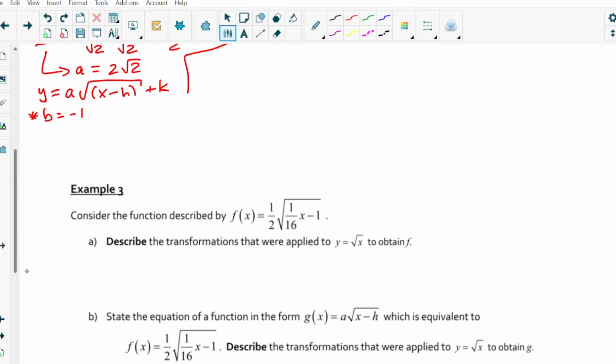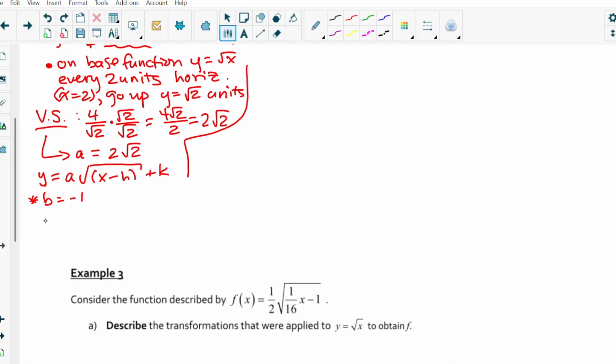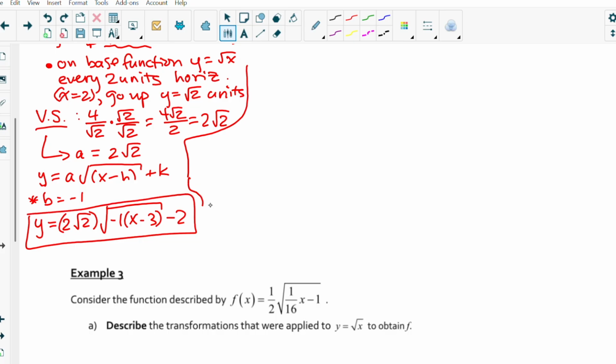B equals -1, reflection. So when I apply the b equals -1, that's y equals 2 square root of 2 times the square root of -1 times x minus 3 minus 2. And there is our final function here. Sorry about that.